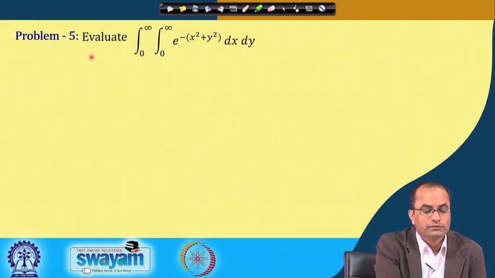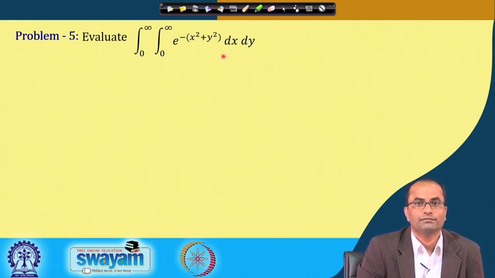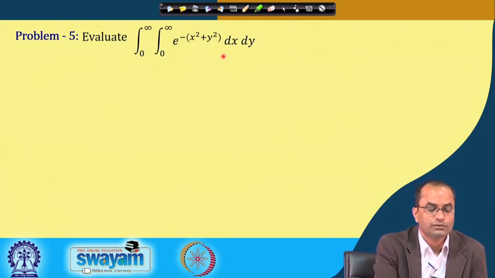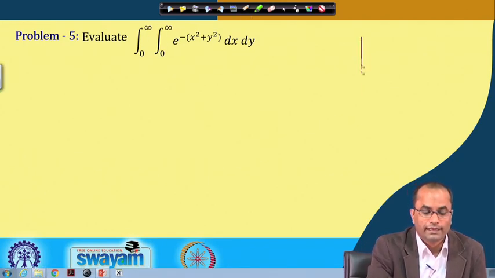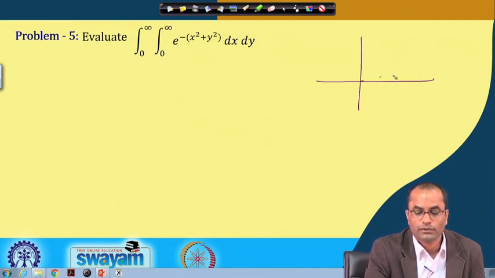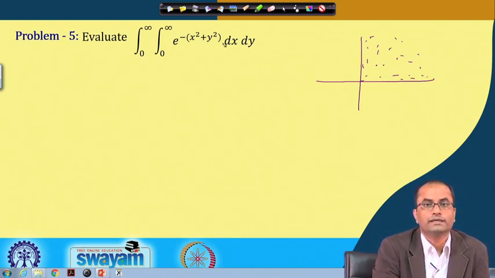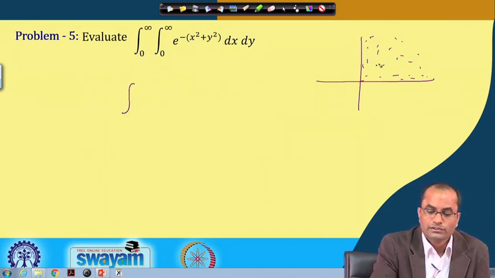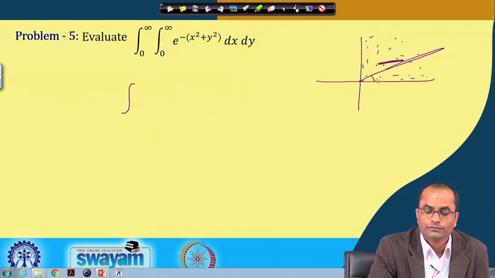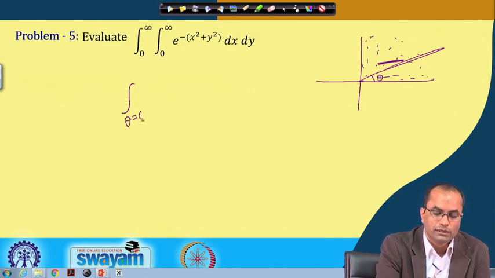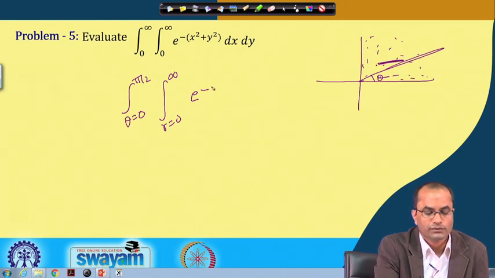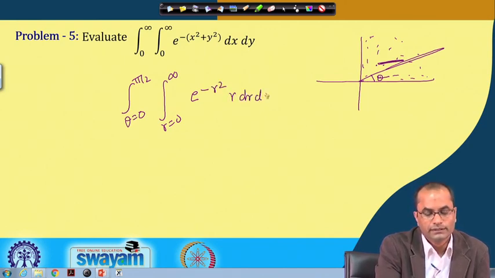The last example, another important example, which we can evaluate with the help of the polar coordinates. So, 0 to infinity, 0 to infinity, so that means we are talking about this first quadrant here, the whole up to infinity, and then e power minus x square plus y square dx dy. So, for this region, now in terms of r and theta, theta varies from 0 to pi by 2, and r varies from 0 to infinity, and e power minus x square plus y square will become r square, and then dr d theta.